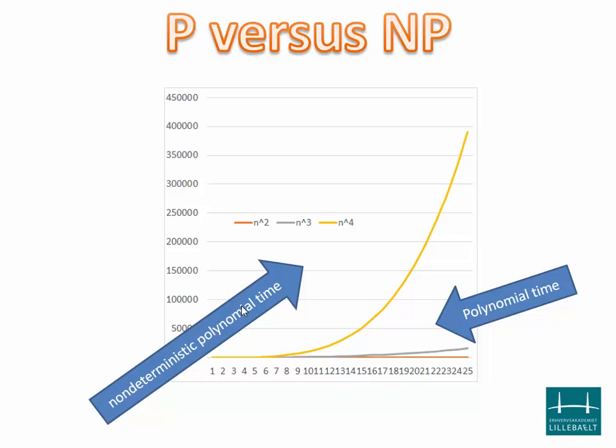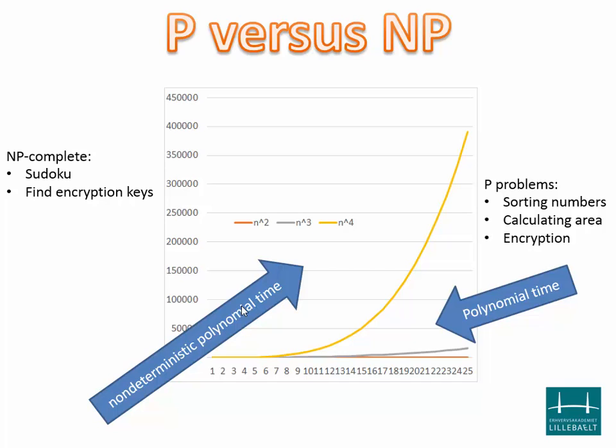Hard to say. And those up here, which could be a factorial, are said to be not polynomial time, it should have said. So in polynomial time we can calculate areas, we can encrypt stuff, and we can sort numbers, and lots of other algorithm types. But in the NP complexity problem we'll find stuff like Sudoku, or finding encryption keys.